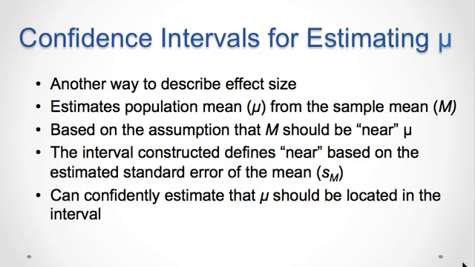The size of an effect can also be described by calculating a confidence interval. Confidence intervals estimate population mean mu from the sample mean m. They are based on the assumption that the sample mean m should be near the population mean mu. The interval constructed defines near based on the estimated standard error of the mean Sm. Confidence intervals can confidently estimate the population mean mu should be located in the interval.